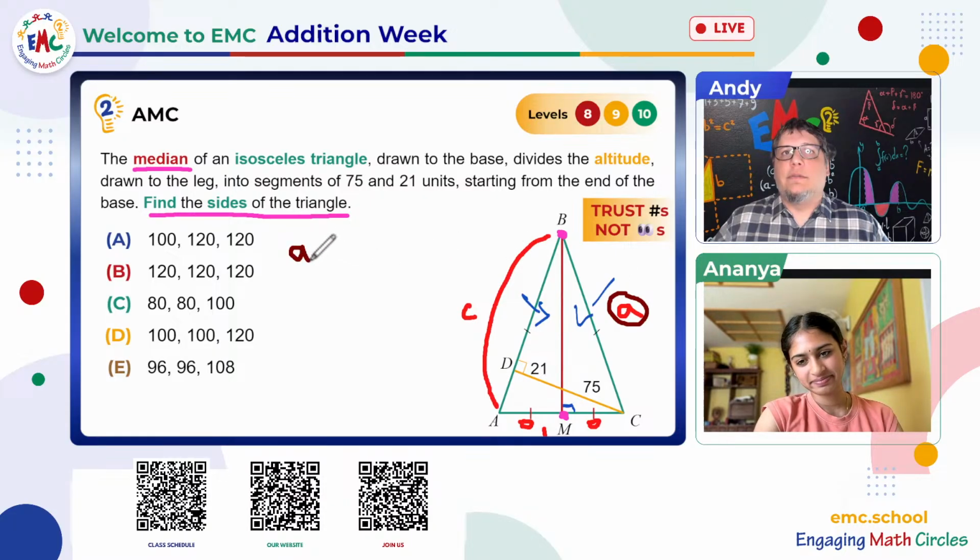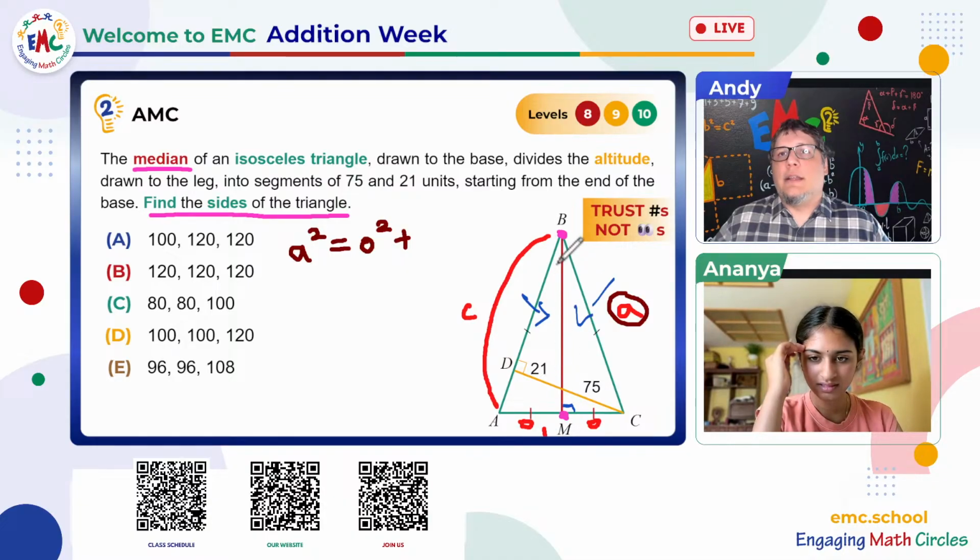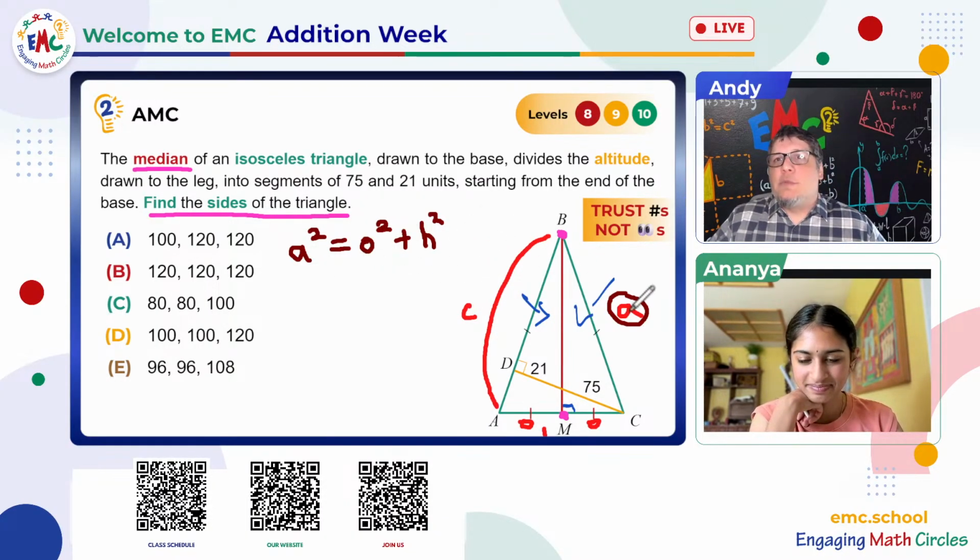A squared is equal to what? A squared is O squared plus the middle. What did we label the middle segment as? We need a letter for BM. L squared. I would have gone with H because it's the height. Okay. A squared is O squared plus H squared. What about C squared? C squared is also O squared plus H squared. So we know what about A and C. They're congruent, they're equal.